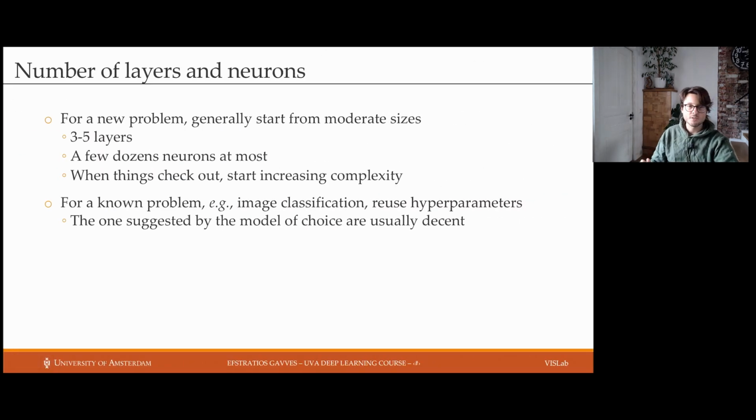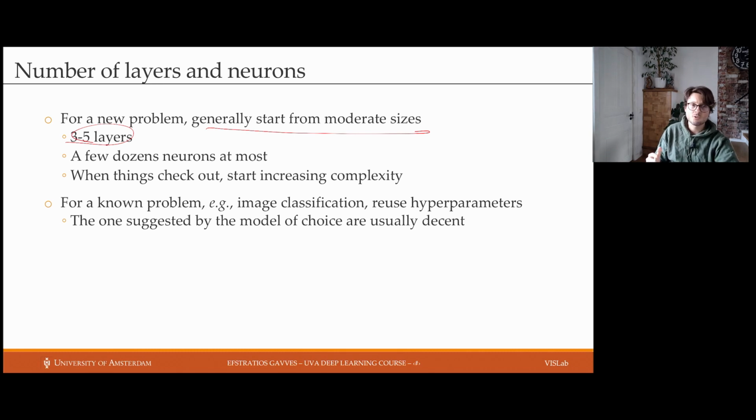The number of layers and neurons is always a big question. So there are no theoretical suggestions, I believe, but for a new problem, my recommendation would be to generally start from moderate sizes. Don't start from a single layer neural network, but also don't go to 50 layers. Start with 3 to 5 layers with a few dozen neurons at most.